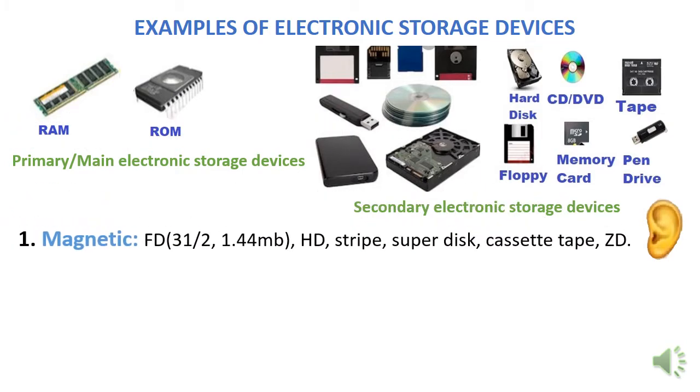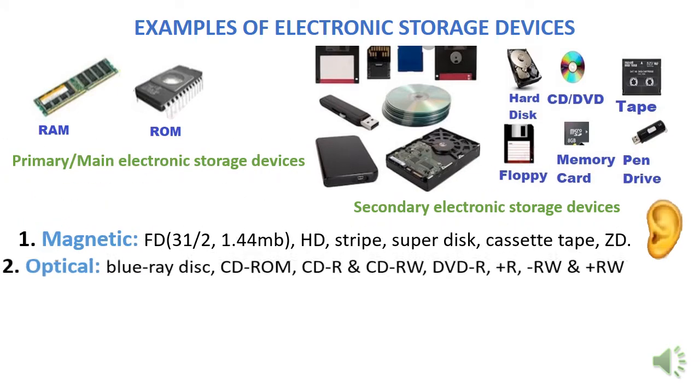Now, I want us to categorize them into five different groups. Number one is magnetic in nature. Examples of secondary electronic storage devices that belong to the family of magnetic, that are magnets in nature, are floppy disk, hard disks, super disks, stripe, cassette tape, and ZD. They all belong to the family of magnetic. That is, they are magnets in nature.